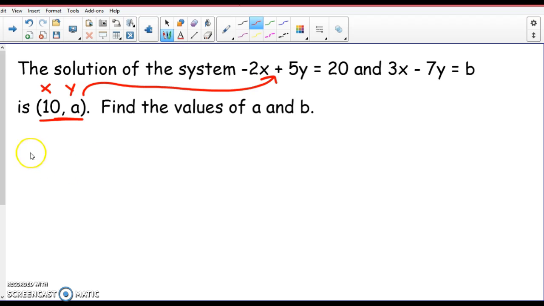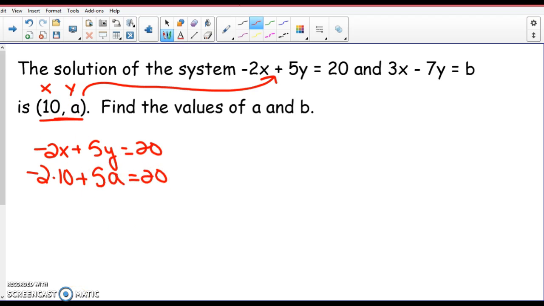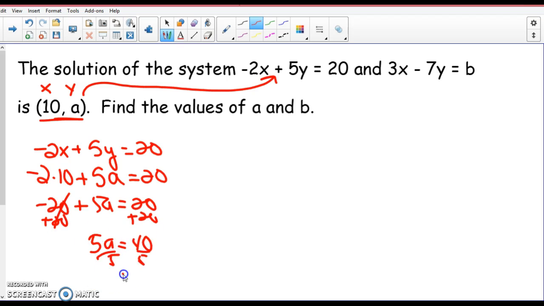So I'm going to rewrite that equation. Negative 2x plus 5y equals 20. Let's substitute. Negative 2 times 10 plus 5 times y, but y is a, equals 20. We know that since that is a solution, it's going to make this true, which means I can use this to solve for a. This is going to be negative 20 plus 5a equals 20. Add 20 to both sides. 5a is 40. Divide by 5. So a is 8. So I now know that a equals 8.